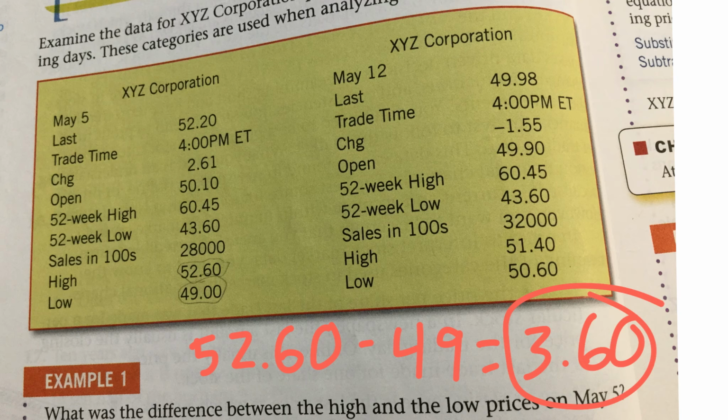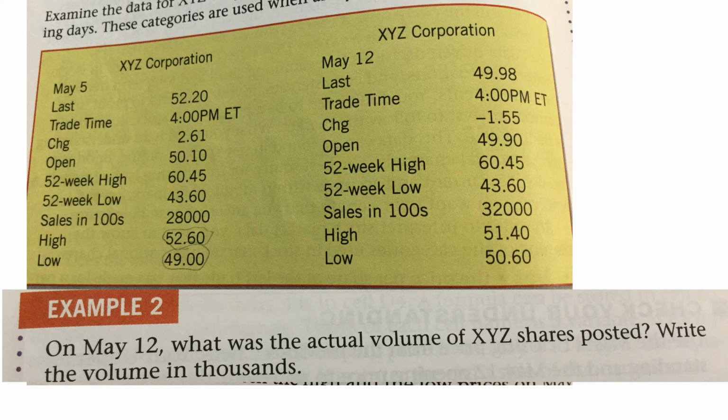Now you figure out the difference between the high and low on May the 12th. What would be the difference from the high value to the low value? $0.80. You find that by subtracting $51.40 minus $50.60. Very good.